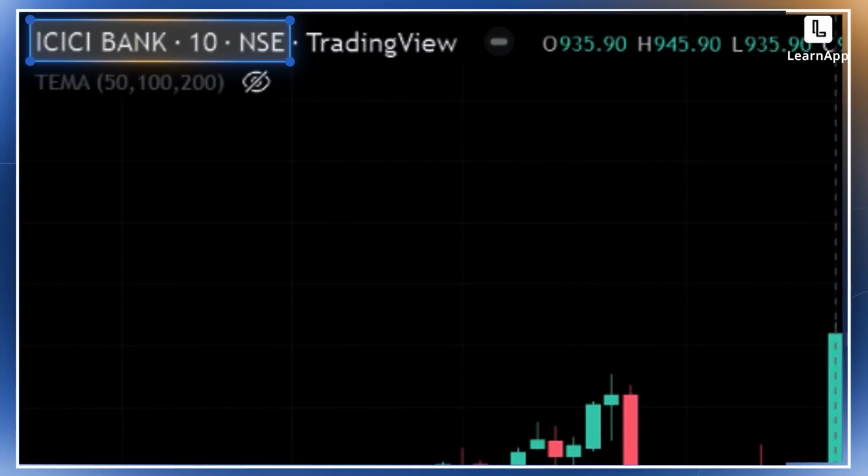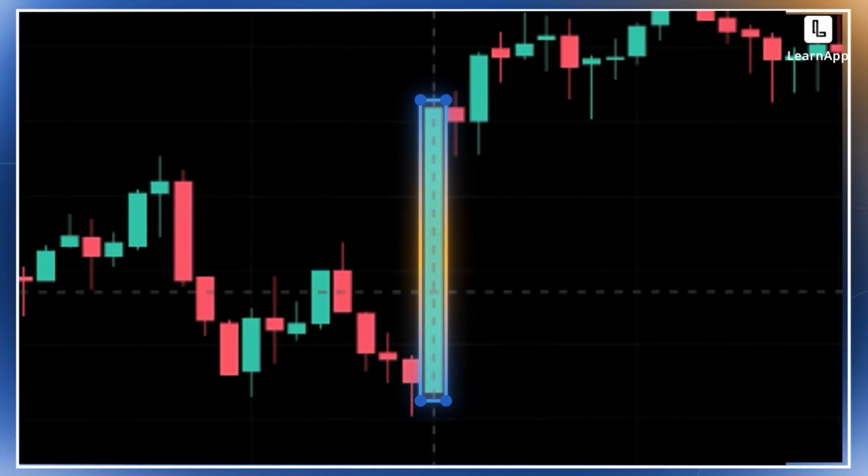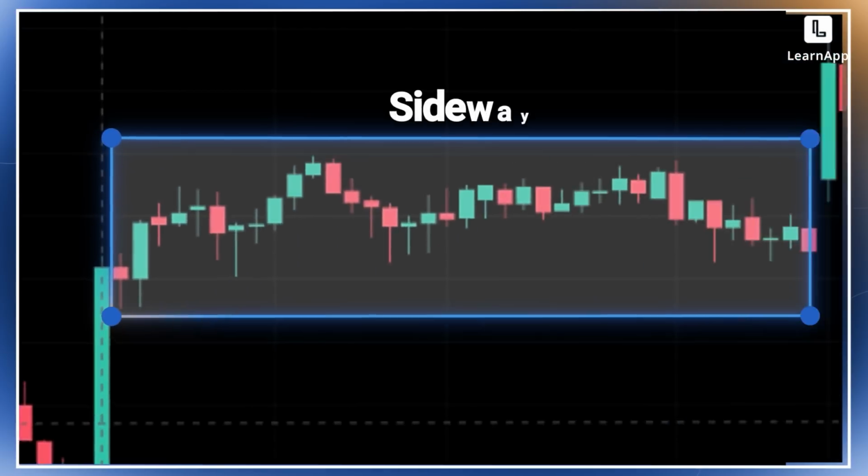Let's look at ICICI Bank. This one is interesting because we have this beautiful big green bar, and it's a Marubozu. There's no tail on either side, no wick on either side. But uske baad dekho sideways ho gaya. So in this case, it didn't work. But this setup is correct, right? It was still a bullish day overall.